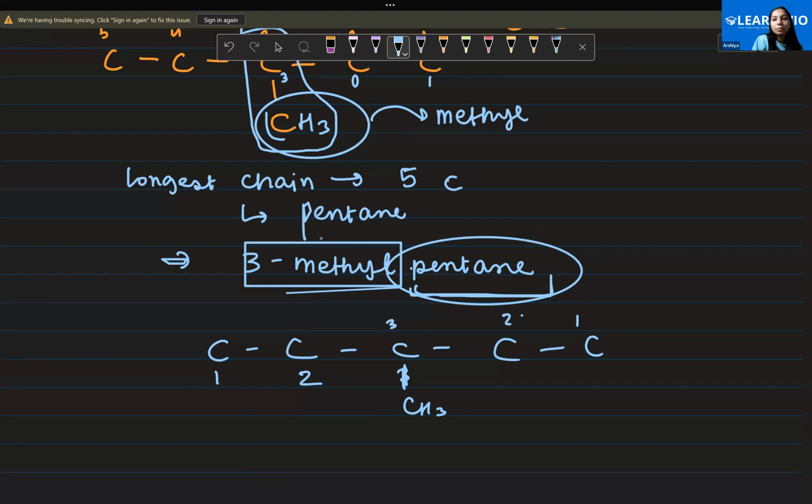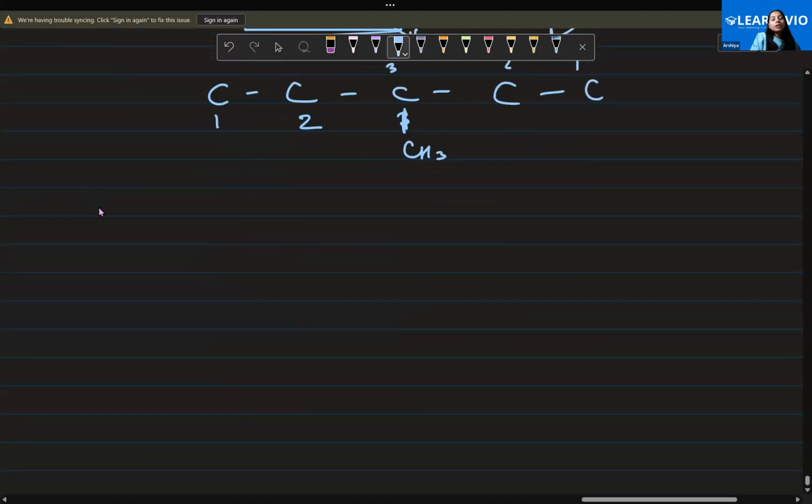Shall I move on to another example? Yes. Okay. Now, in the last class we drew butane.